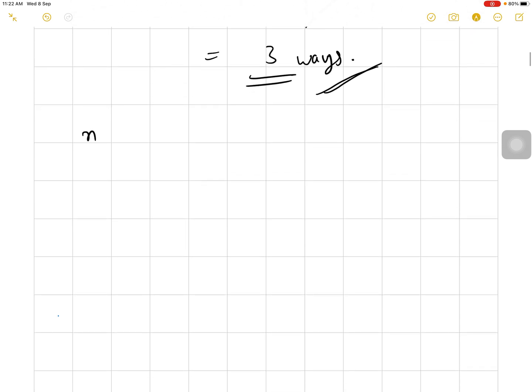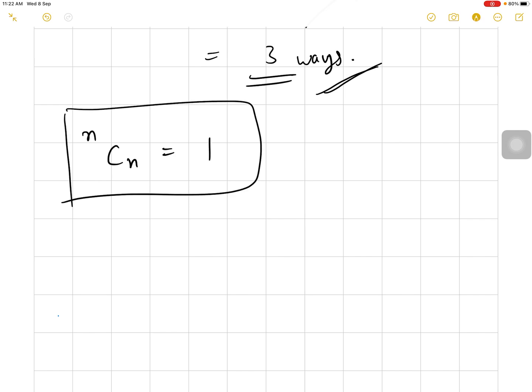So nCn is equal to 1. Always remember, suppose n is equal to 3 and r is also equal to 3, in that case, in case of combination, the answer is always going to be 1. And nC0 is also equal to 1.